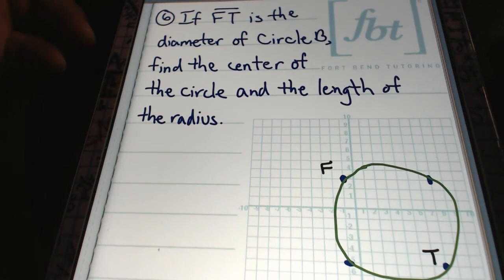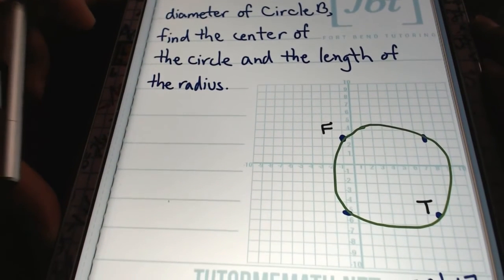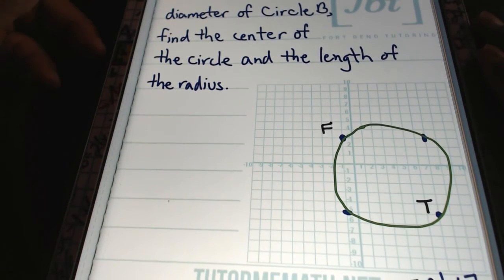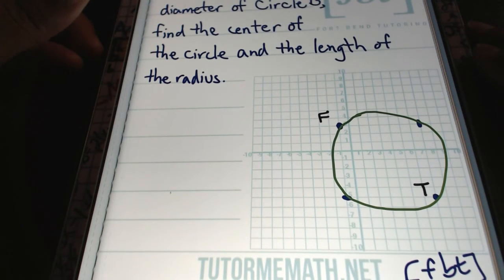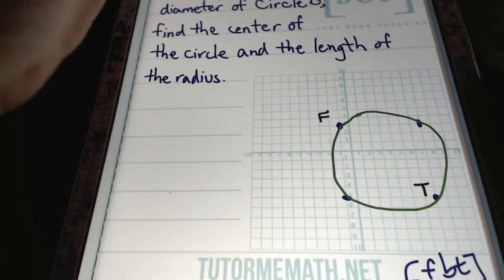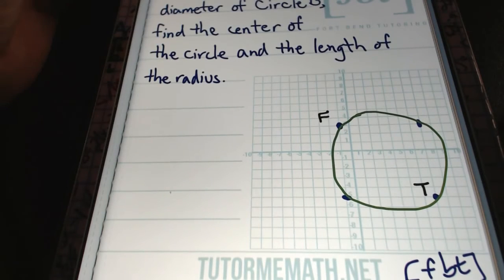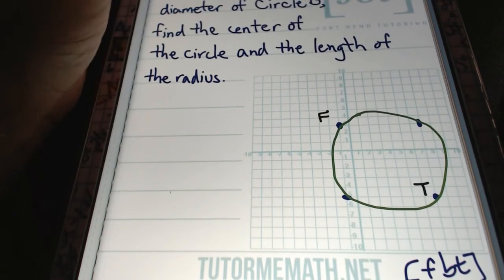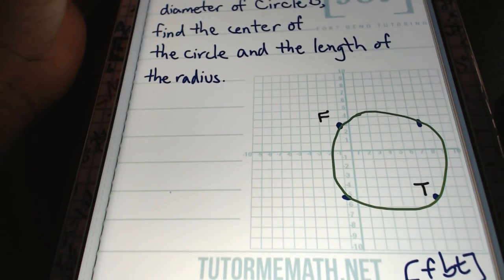Problem number 6, guys. It says if segment FT is the diameter of circle B, find the center of the circle and the length of the radius. That's what we want to do in this problem number 6. All right. So this problem, ladies and gentlemen, we have 2 endpoints of a diameter. We are not told where the center is. But we are told that F and T lie on the diameter.